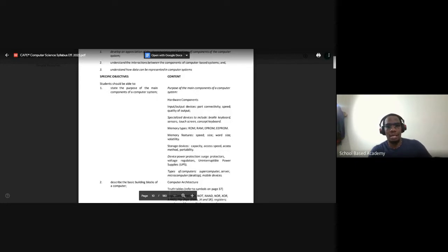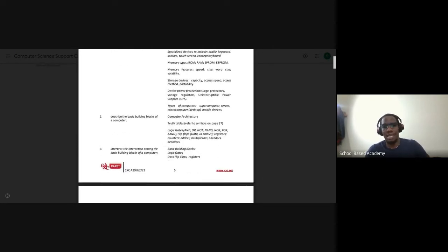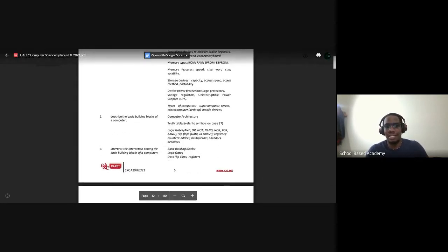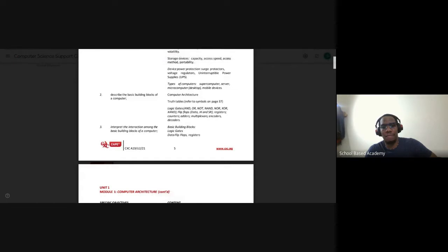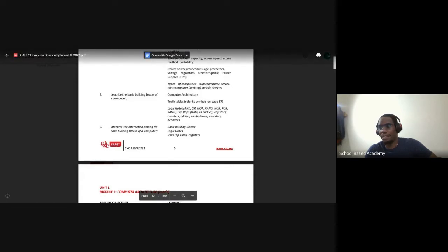CSEC, correct? And then we will talk about storage devices and features of components of the computer system, like width, size, speed. We'll talk about things to protect the computer, like UPSs, etc. This section 2 here is what we're going to speak about in terms of today.